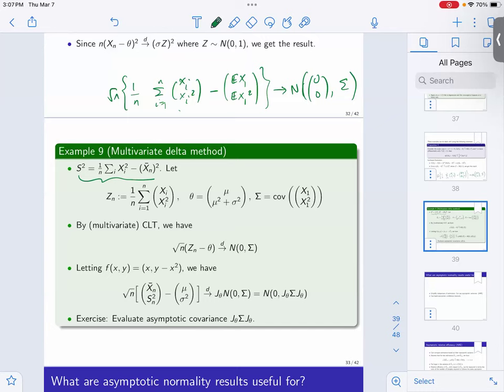So I have this. This is the CLT. This is the multivariate CLT, right? In other words, think of this as Z_i vector, and this is the expectation of Z_1. And this is the multivariate CLT. Okay, and this is a 2x2 matrix.